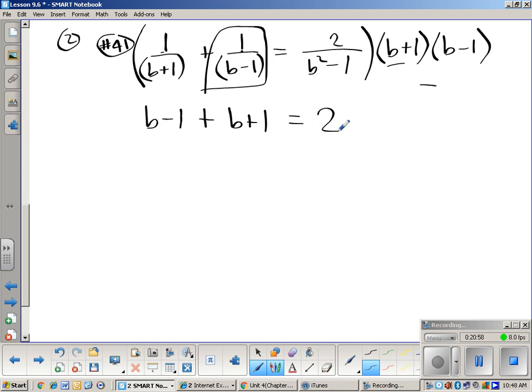Okay, so now if I solve this, what's b plus b? 2b. What's negative 1 plus 1? So I get 2b equals 2, so b equals 1. So we got b equals 1. Does that work? 1 over 1.